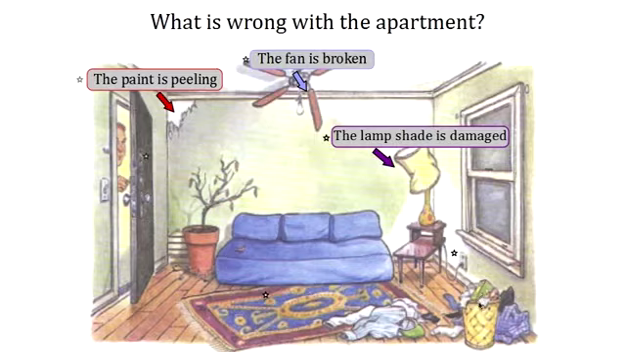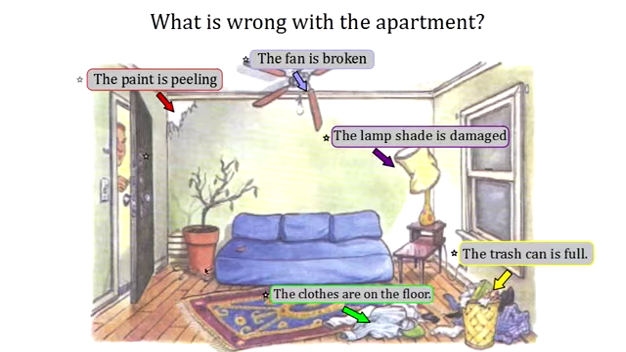Ooh, the trash can, right? What's wrong with the trash can? Well, the trash can is full, right? Very full, actually. Ooh, and the clothes on the ground? What could we say? So the clothes are on the floor. And the last thing I'm going to look at is the plant. So what's wrong with the plant? I'm going to say the plant is dry. Okay. So these are the major problems, the major issues with this room that we're going to look at today.